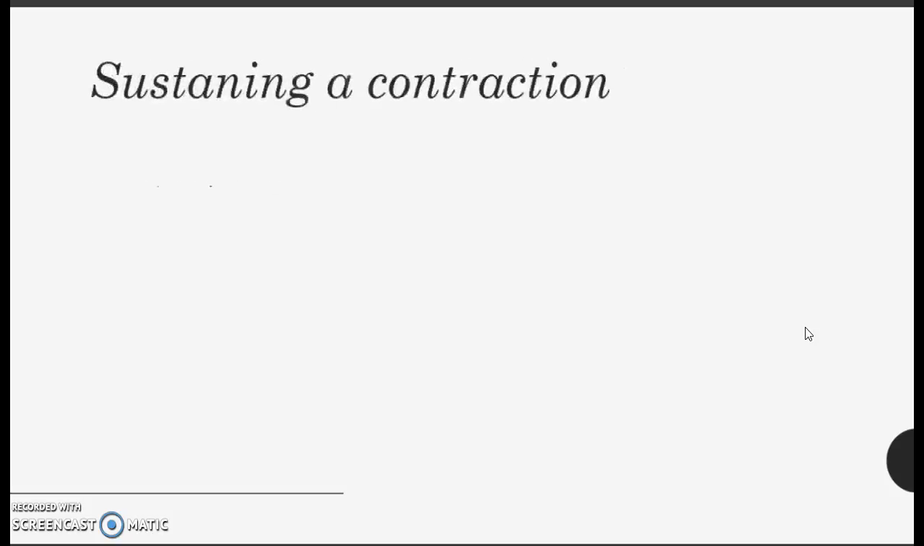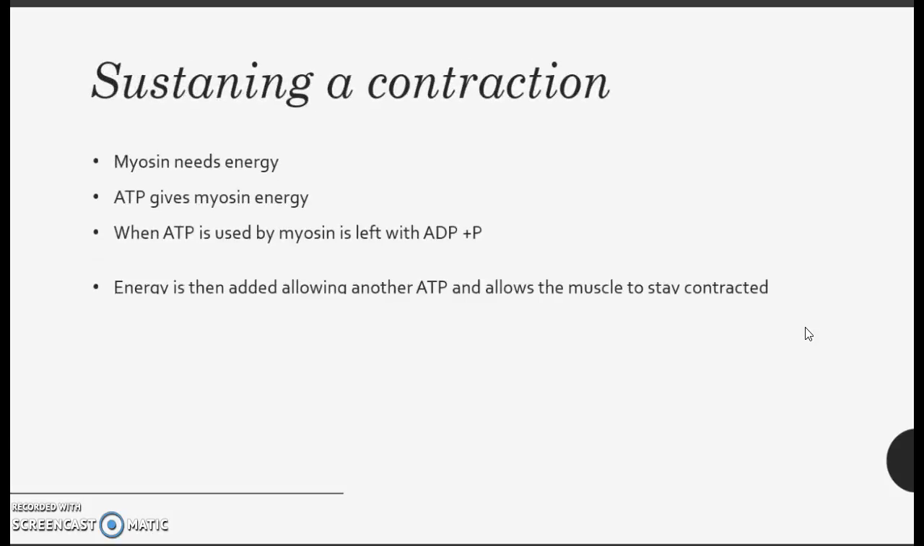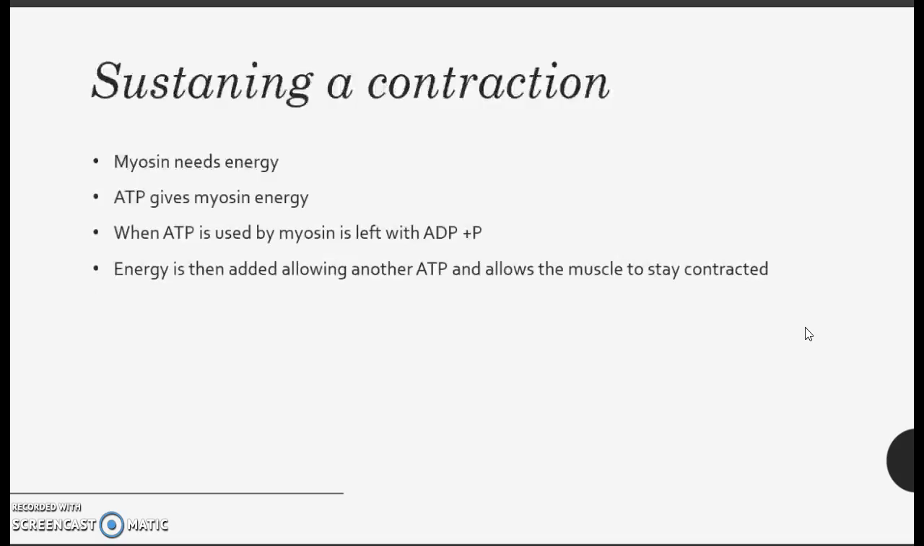To sustain a contraction, the myosin needs energy. This is done by ATP being given. When ATP is used by the myosin, it is left with ADP plus P, which is the leftover from the ATP. But to allow the muscles to stay contracted, the actin and myosin must pull against each other, which means that ATP is needed again.